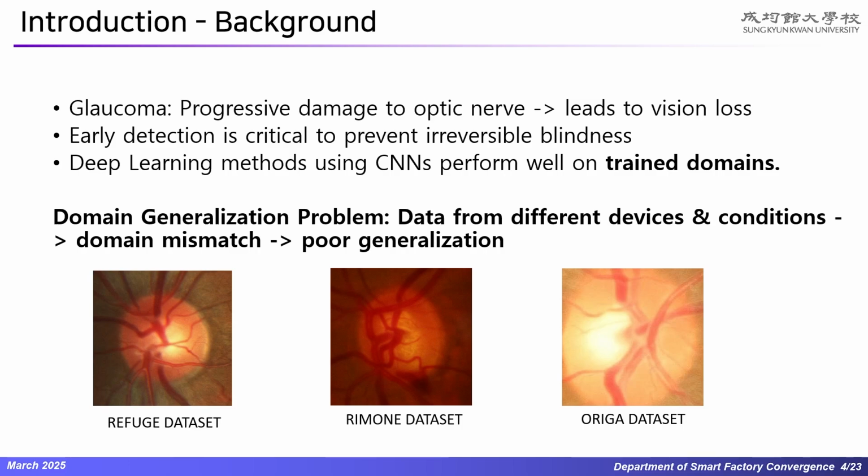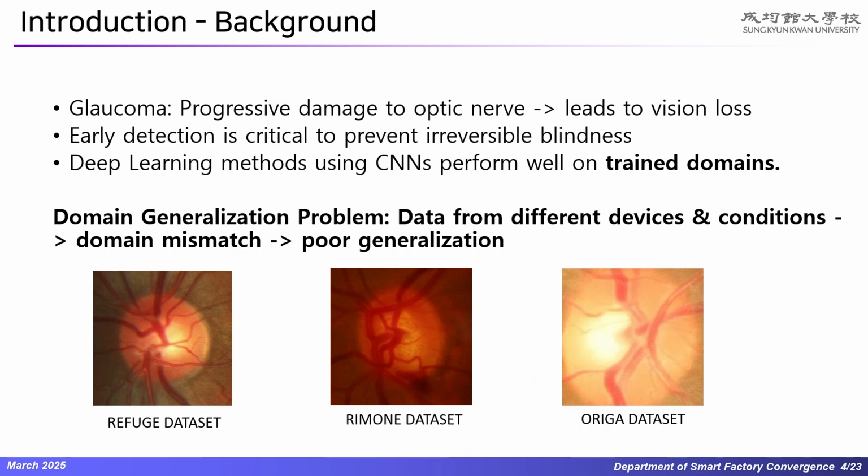Take, for example, an AI model trained only on the REFUGE dataset. It can evaluate well on images from REFUGE itself, but its performance drops significantly when tested on other datasets like RIM-ONE or ORIGA. This happens because different datasets mean different medical devices or clinical conditions, resulting in images with different styles, such as varying colors, zoom levels, and resolutions, as you can see here.